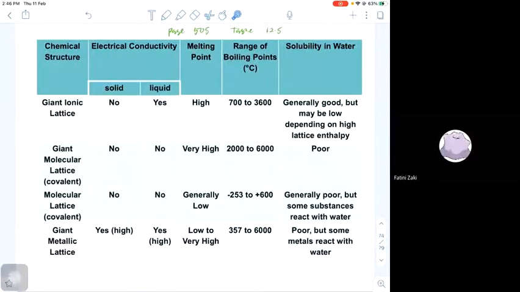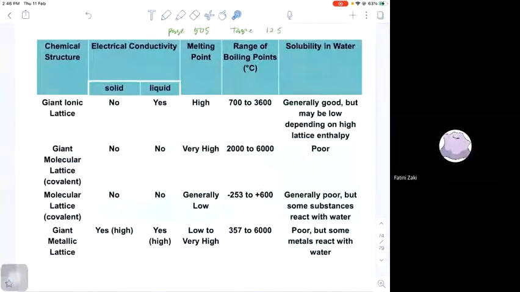And then the fourth type is the metallic solid. The particles at the lattice point are atoms, and the interparticle force is the metallic bond. The properties: it is soft to hard, low to very high melting point. They are good electrical and thermal conductors. They are malleable and ductile.